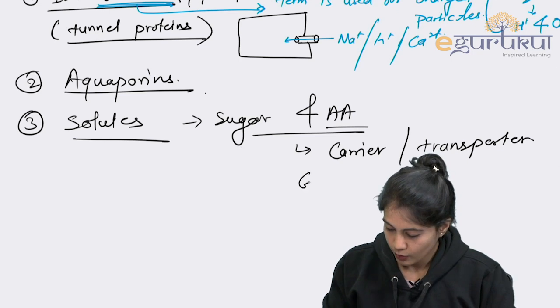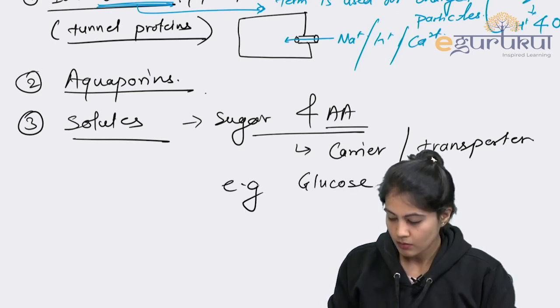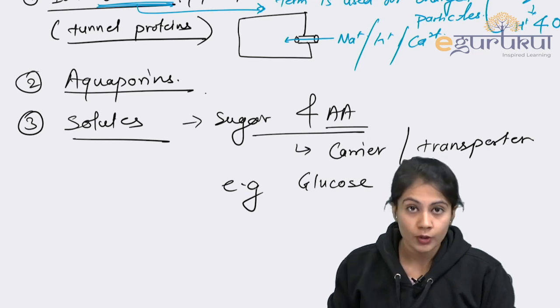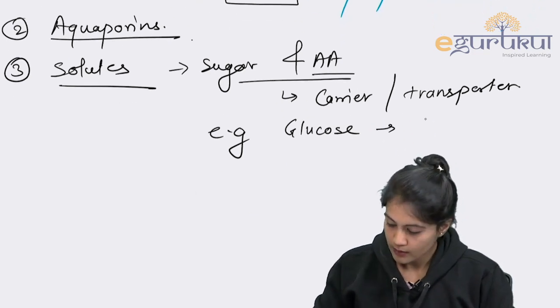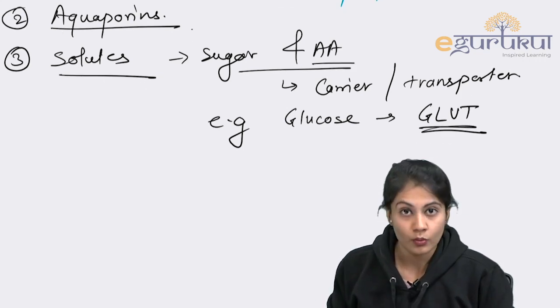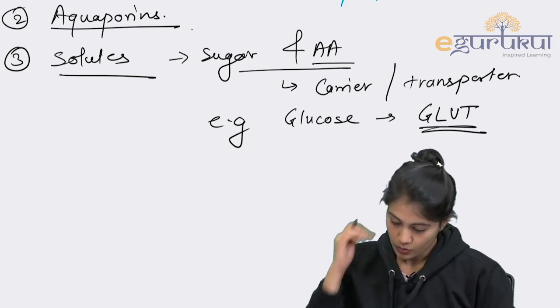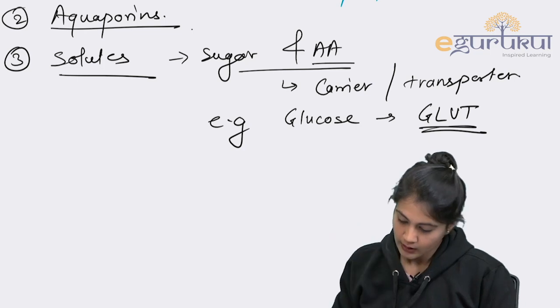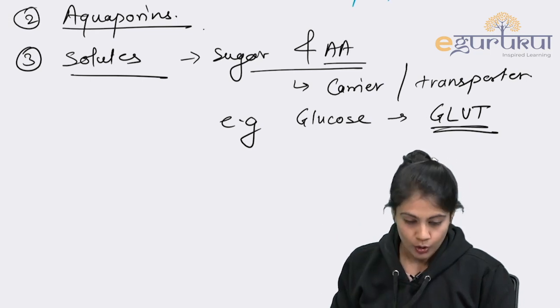For example, for glucose, remember to give examples wherever possible, that will add to your marks. For glucose, there is a channel which is GLUT, right? There are approximately 13 to 14 types of GLUT discovered till date, right? So GLUTs are for the transport of glucose.